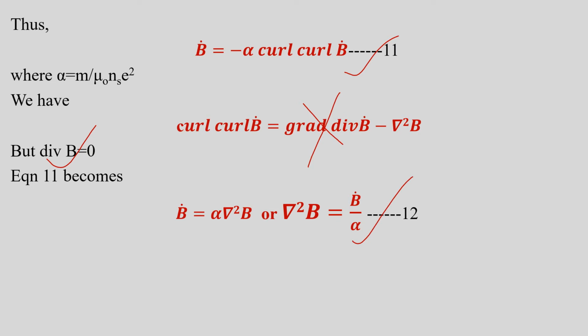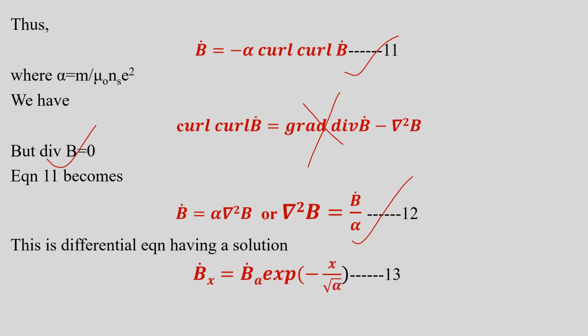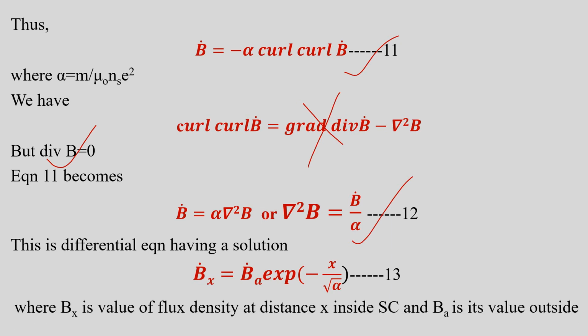That is, del squared B dot equals B dot by alpha. This is a second order differential equation having a solution Bx dot equals Ba dot e raised to minus x by root alpha, where Bx is the value of flux density at a distance x inside the superconductor and Ba is the value outside.